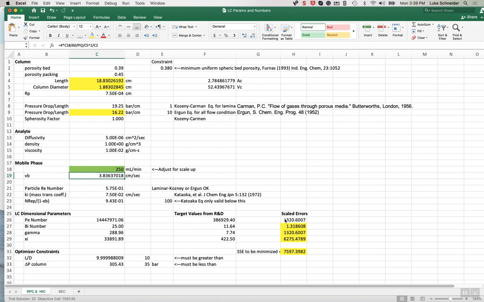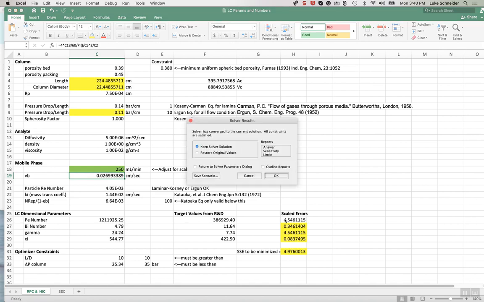And our sum of squared error for the difference between the Biot, gamma, and chi numbers is dropping. Now if you notice, the Peclet number is still very large. Even though I'm getting a longer column and a wider column, the Peclet number is getting very large. So I still don't really have to worry about axial diffusion in this. I'm getting closer. And there we have a solution.